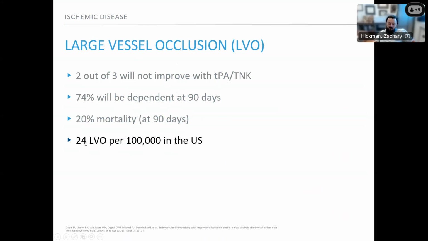And New York City proper has about 8 million people. So in New York City, that would be about 1,600 LVOs per day. I mean, per year. So 1,600 would be about, roughly, 7 per day. Not quite 7 per day.